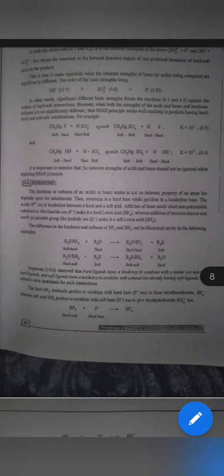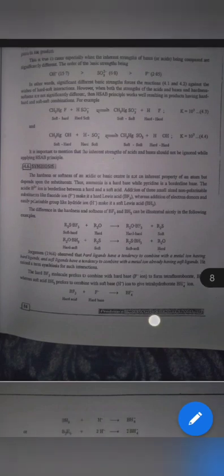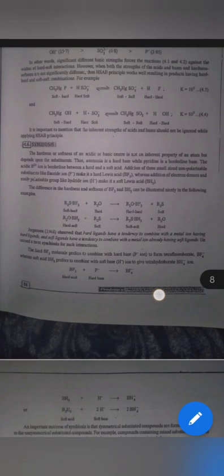R2S·BF3 + R2O gives rise to R2O·BF3 + R2S. R2O·BH3 + R2S gives rise to R2S·BH3 + R2O. Johnson observed that a hard ligand has a tendency to combine with a metal ion already having hard ligands, and a soft ligand has a tendency to combine with a metal ion already having soft ligands. He coined the term symbiosis for such interaction.